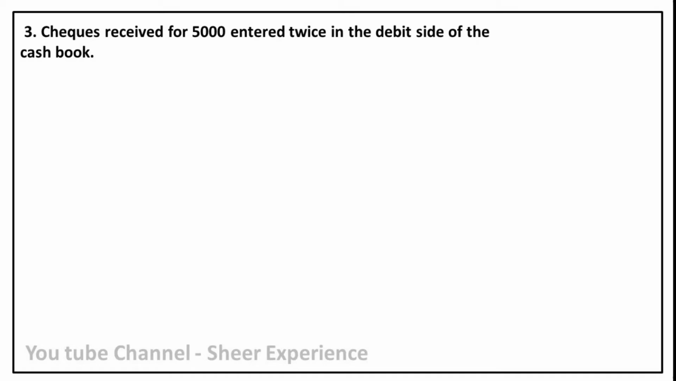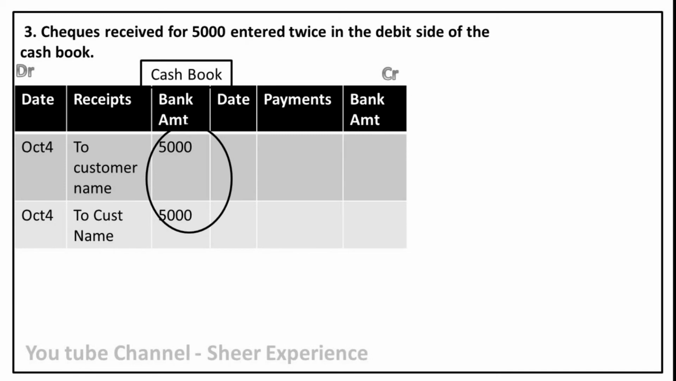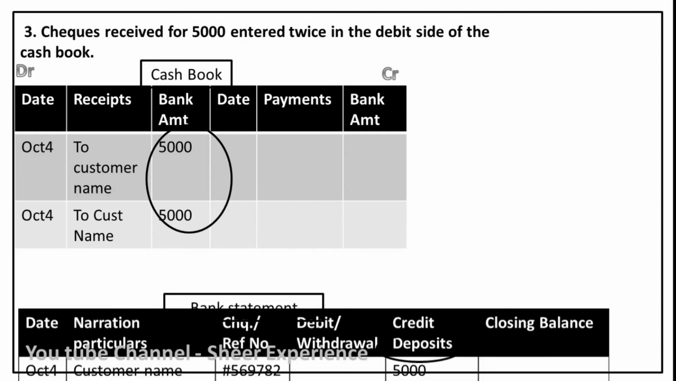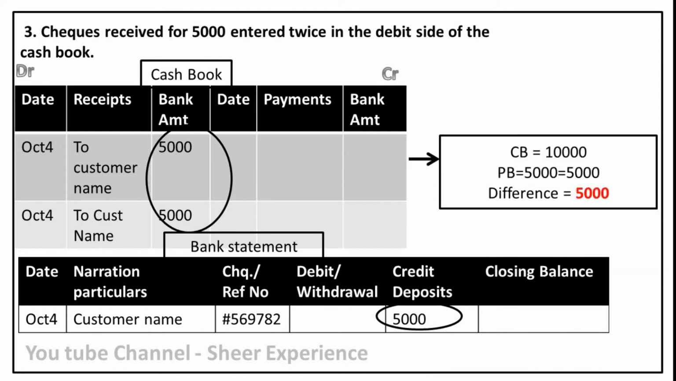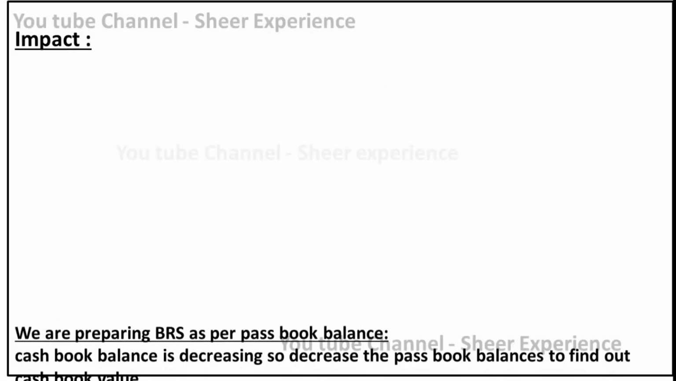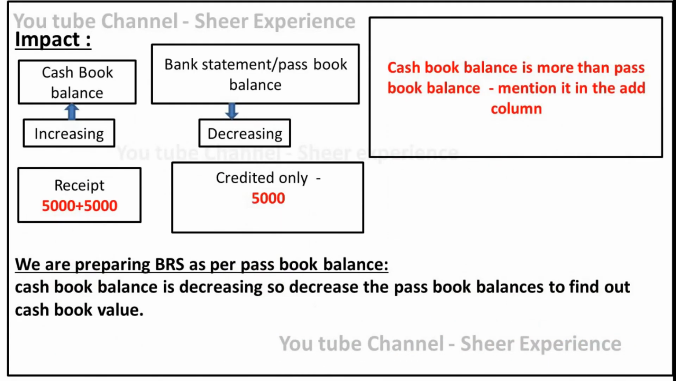Next transaction is checks received for 5,000 entered twice in the debit side of the cash book. When a check is received from a customer, we usually enter it in the debit side of the cash book, that is in the receipt side. But instead of entering once, we have entered twice. So we have mentioned the 5,000 in the bank amount column 2 times. But in the credit side of the bank statement, it is appearing only once. The difference between cash book and passbook balance is 5,000. So the cash book balance is more than bank balance.